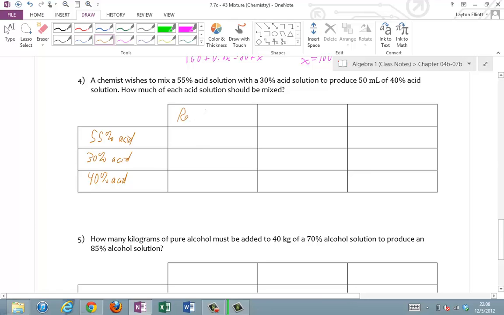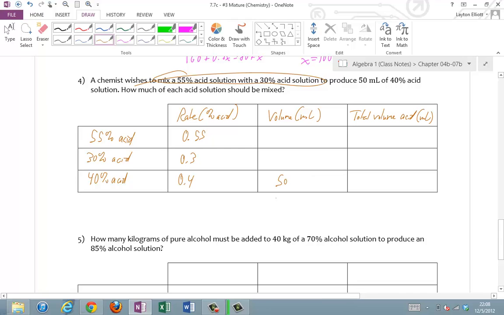We have a rate, and that rate is percent acid. We have this is volume in milliliters. And then we have a total volume of acid, and that's also in milliliters. Now the fun starts. We get to plug these in. Okay, so 0.55, 0.3, 0.4. Chemist wishes to mix some amounts of these, and we don't know what they are, so this is probably going to be like our total minus part, and in fact it is.